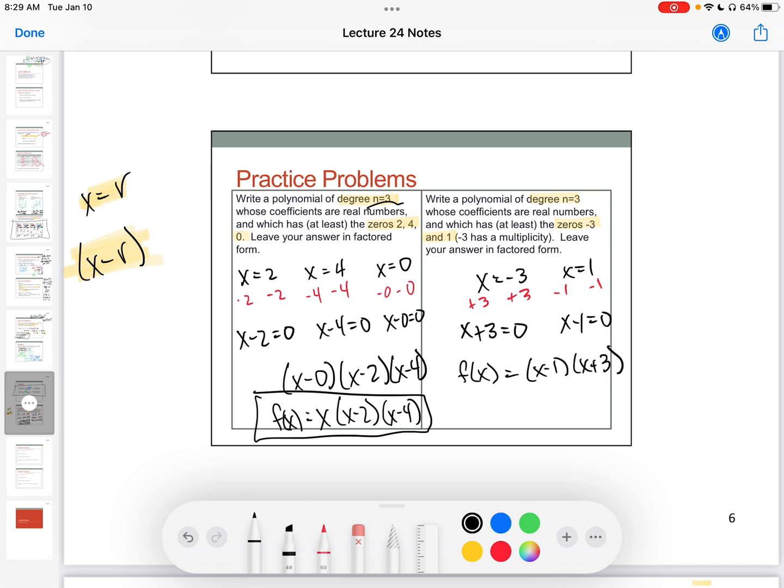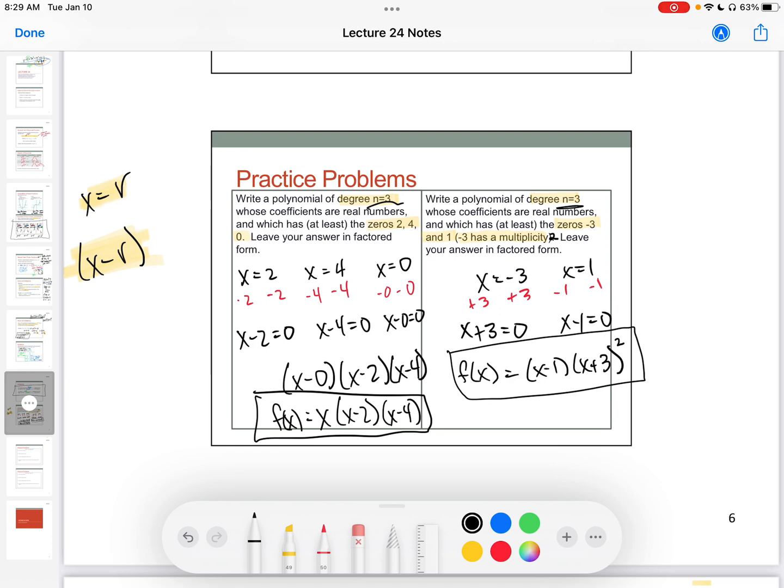Am I done? Is this a degree 3? Well, no. Right now I have an x to the first power and an x to the first power, and that just gives me an x squared. It looks like up here I might have had a little bit of a typo, because this also says that negative 3 has a multiplicity, and I left it blank. In order for this to be a degree 3, negative 3 would have a multiplicity of 2. So instead of just x plus 3, since it's a multiplicity of 2, I would need x plus 3 squared. Nothing too bad on that one.